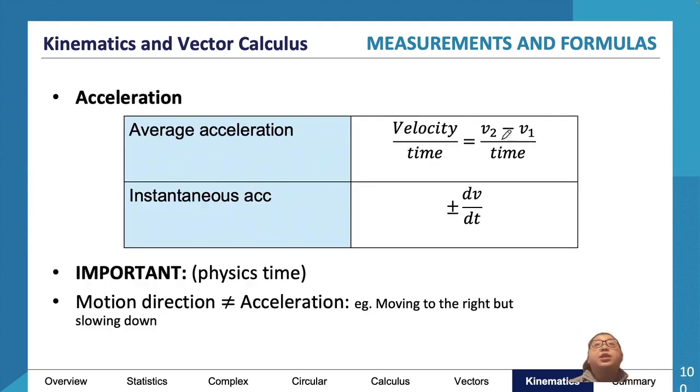In terms of acceleration, it can be represented just by v2 minus v1 over time, if you're averaging. Instantaneous acceleration is just going to be a. And remember, motion direction does not equal acceleration, so your motion direction is going to equal your velocity. So it can be moving to the right but slowing down, i.e. acceleration is actually pointing to the left.